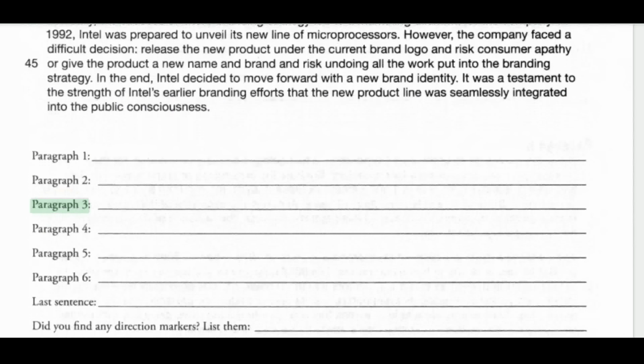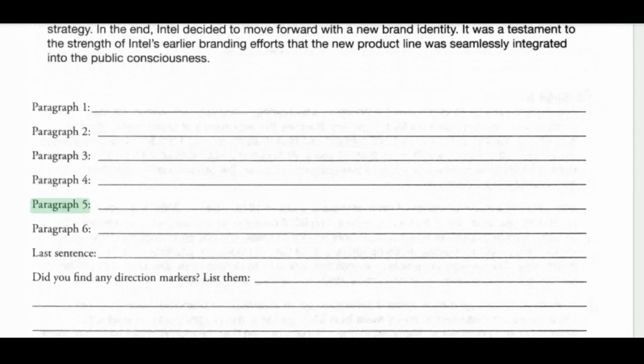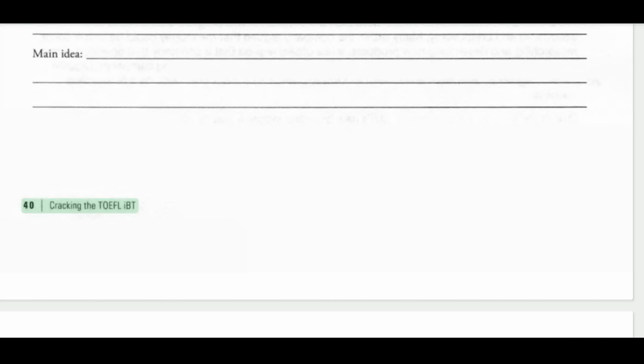Paragraph 1. Paragraph 2. Paragraph 3. Paragraph 4. Paragraph 5. Paragraph 6. Last sentence. Did you find any direction markers? List them. Main idea. Cracking the TOEFL iBT, Passage C.